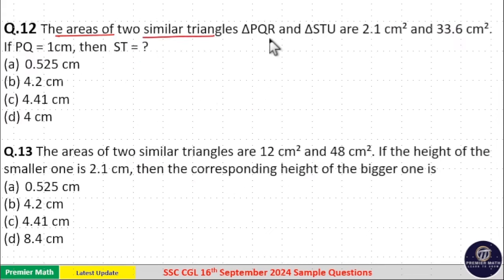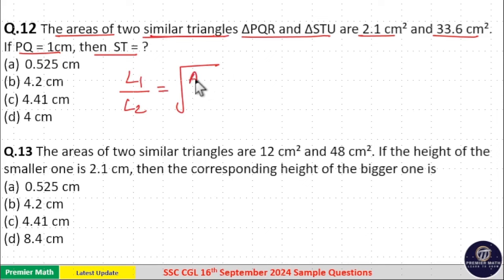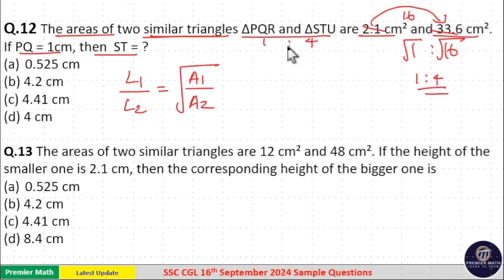The areas of two similar triangles, triangle PQR and triangle STU, are 2.1 and 33.6. If PQ is 1, then ST is? For similar triangles, the ratio of corresponding sides is the same as the ratio of square root of areas of the respective triangles. That is, here 2 goes 16 times in 32. That is, 2.1 goes 16 times in 33.6. Now take the square root of the area. That is 1:4.